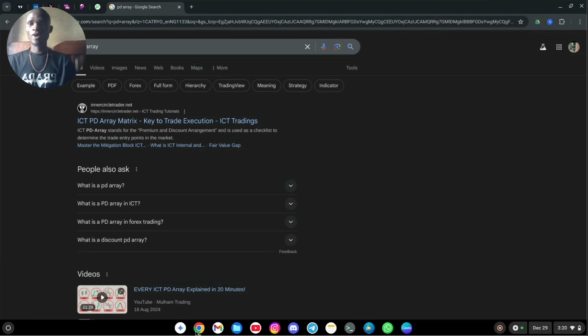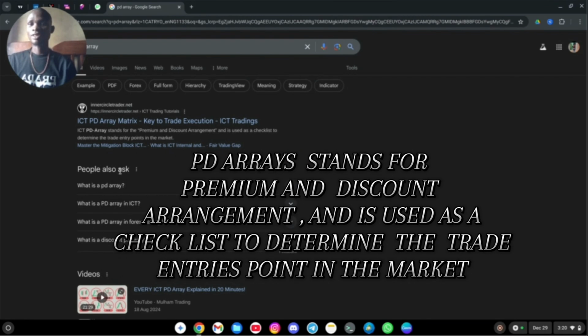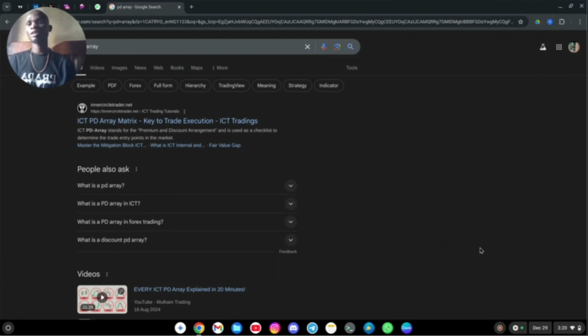But before I continue, some of you may be asking me what is PDRA, because they have a hierarchy of PDRA. According to ICT, PDRA stands for premium and discount arrangement. You can see it here, premium and discount arrangement, and it is used as a checklist to determine the trade entry point in the market. You understand? So this is practically telling you places you should watch out for when you are taking your entries, whether it's in a discount area or in a premium area. That is what PDRA means.